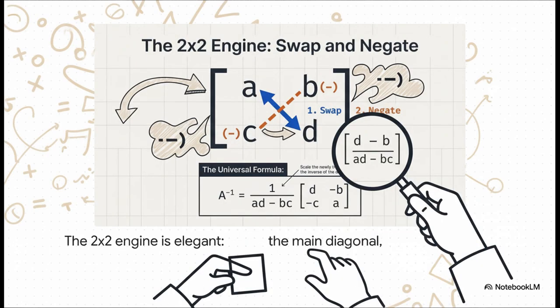The 2x2 engine is just beautiful. It's so elegant. It's basically a two-part move. You swap the two numbers on the main diagonal, and you just flip the signs on the two numbers on the other diagonal. Then, the only other thing you do is scale the entire matrix by 1 over its determinant. That's it. Swap, negate, scale. It's so quick it almost feels like you're cheating.